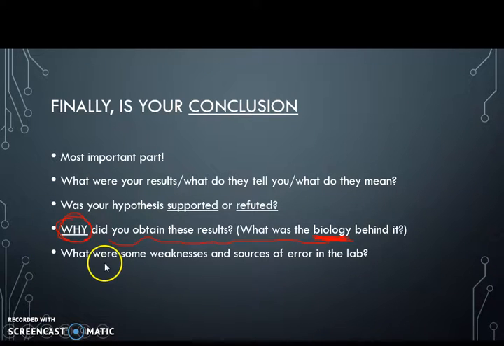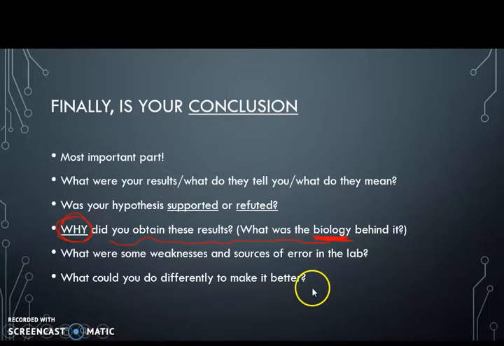And then we also need room for improvement. Even though we're awesome scientists, what were some weaknesses and sources of error? What could we have done differently to make our lab more scientific, more accurate? Right, so all of those are very, very important. So we have our basis for how to carry out an investigation. You've done it before. Now that we've gone through that, we're going to take the opportunity in class to set up our own investigations where, as we said, you're going to pick and choose what you want to do.